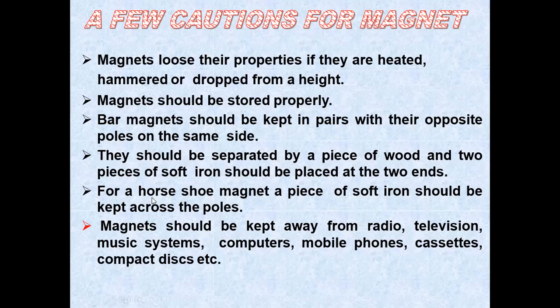Then for a horseshoe magnet, a piece of soft iron should be kept across the poles. A small piece of soft iron should be near the poles. A magnet should be kept away from the radio, television, music system, computers, mobile phones, cassettes, compact discs, that is CDs. You should keep these things away from the magnet so that the magnet does not lose its power.